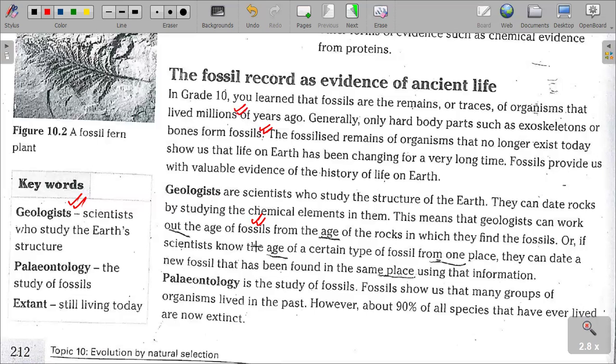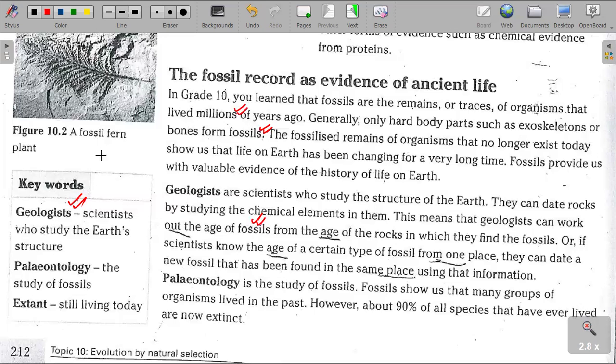Relative dating is to say that when a new fossil is found in a place, it is possible for scientists to calculate the age of such fossils based on the type of fossils that are found within that place.